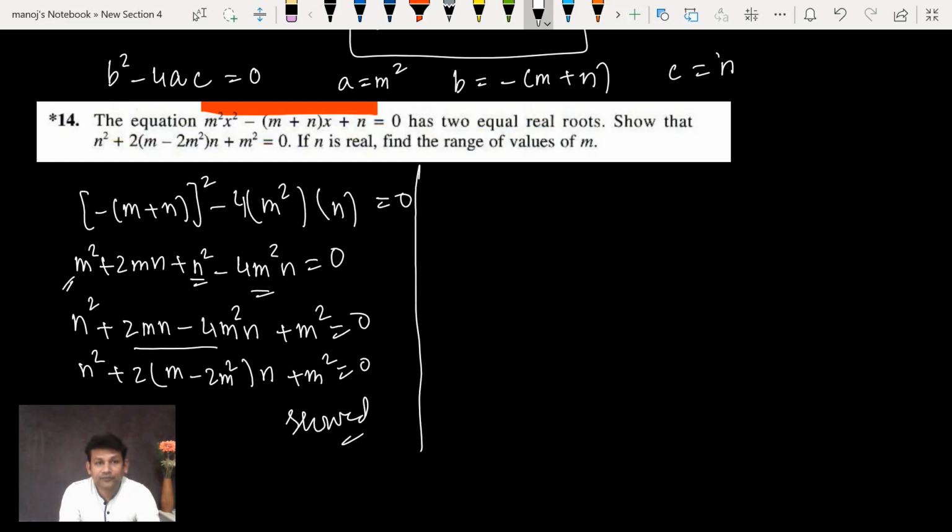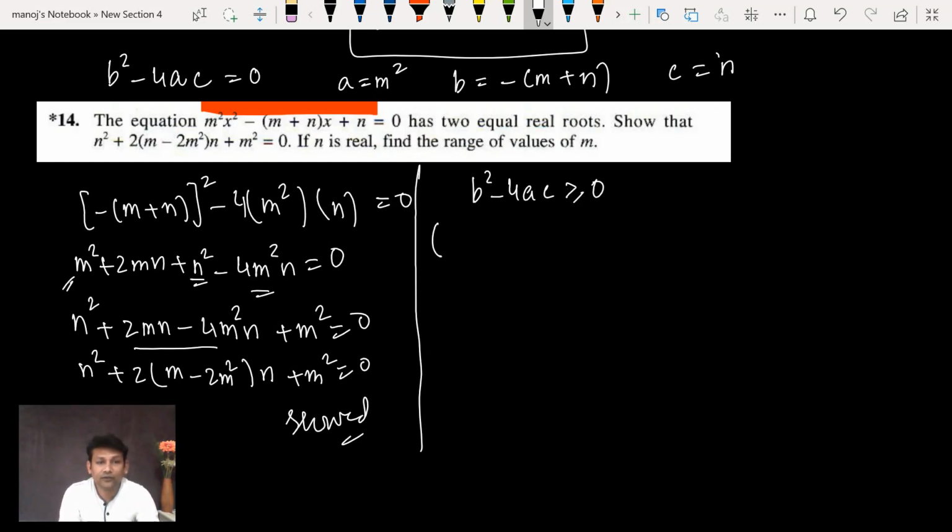Next part: if n is real, find the range of the values of n. That's a lengthy question, a star question, and I would like to solve it. Real means b square minus 4ac greater than or equal to 0, because real means it can be two equal roots or two distinct real roots. So just real roots means greater than or equal to 0.